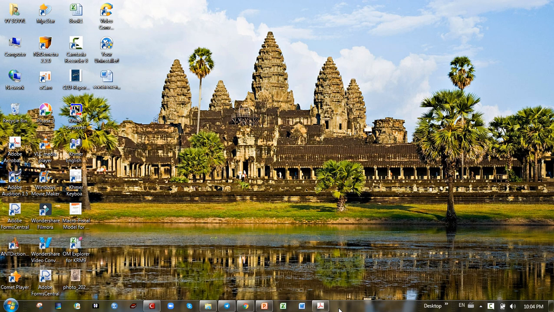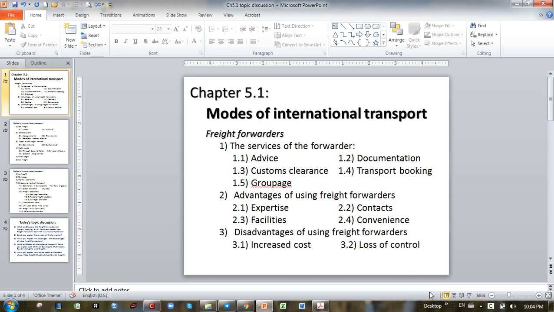Hello everyone. Today I'm making the fifth movie. The fifth movie will handle the questions for chapter 5. Okay, let's go and see chapter 5 together. This is the title of chapter 5, Modes of International Transport. After we see the title, we will go to the content.